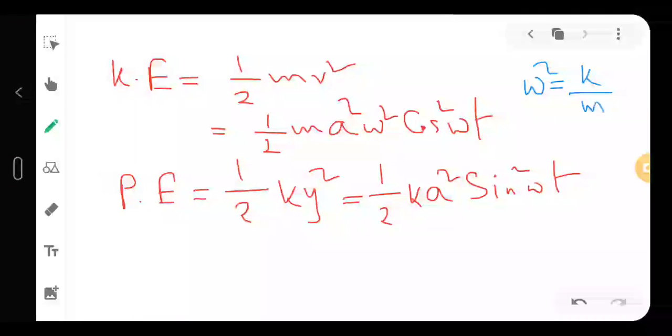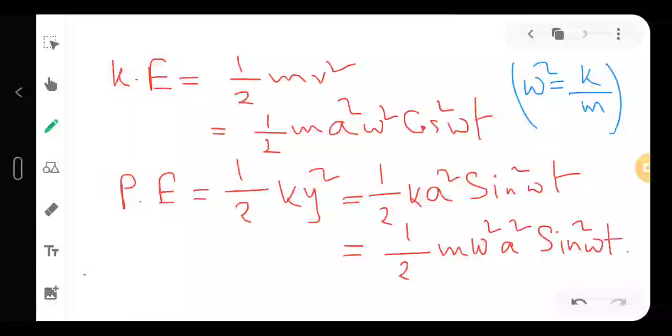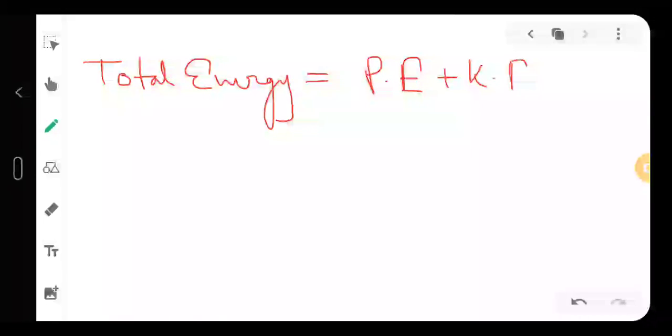So we know that k is equal to omega square m, so I can just write that thing here. So that is half, instead of k I'll write m omega square a square sine square omega t. Now I have my kinetic energy, I have my potential energy. So I know that the total energy of the system will be the summation of potential energy plus kinetic energy.